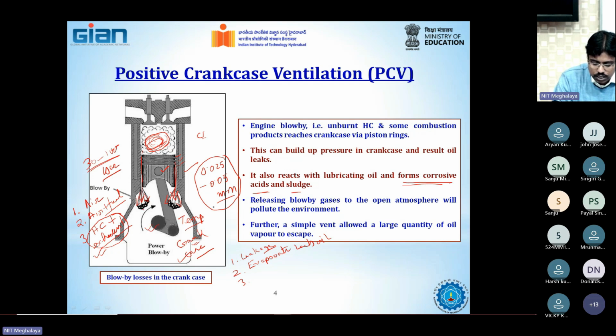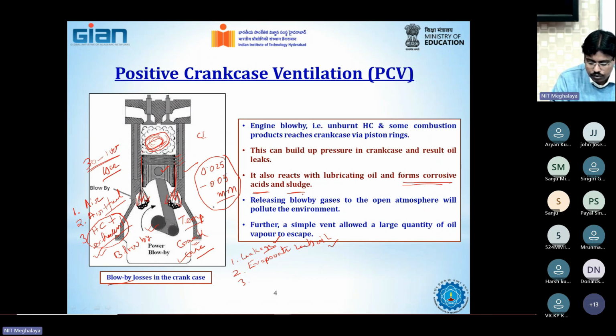By the way, this leaking is known as blow by. So because of this blow by, the first problem is that it can create a leakage problem, and it can evaporate the lubricating oil because they come at high temperature, and also they react, corrode the lubricating oil, and create acid and sludge, which is detrimental for the life of the engine concerned.